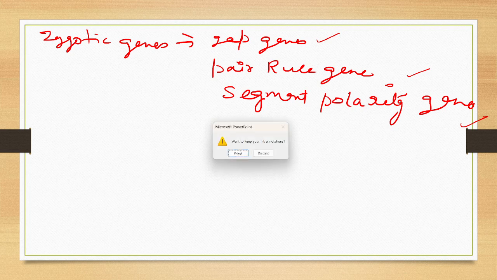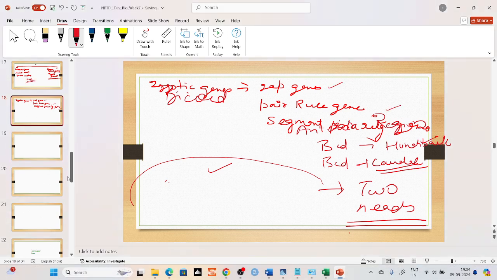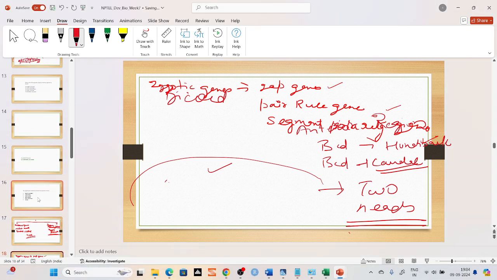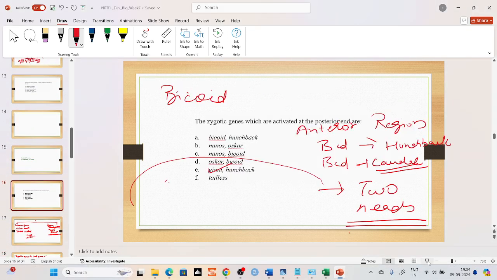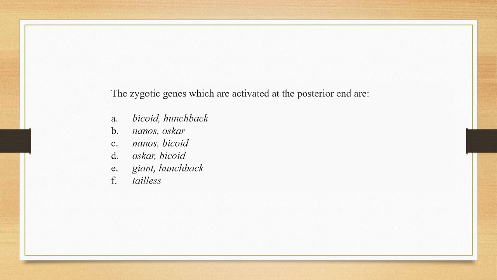Now, this is one thing that I wanted to tell you. Now, let us again move to the question. Our question was about the zygotic genes which are expressed at the posterior end. So they are specifically asking about the zygotic genes.